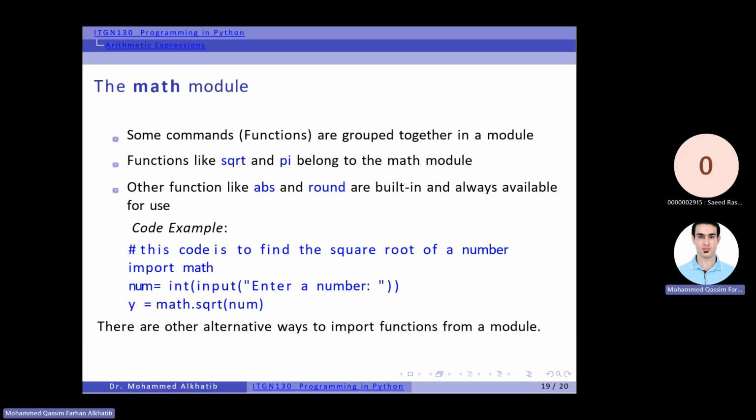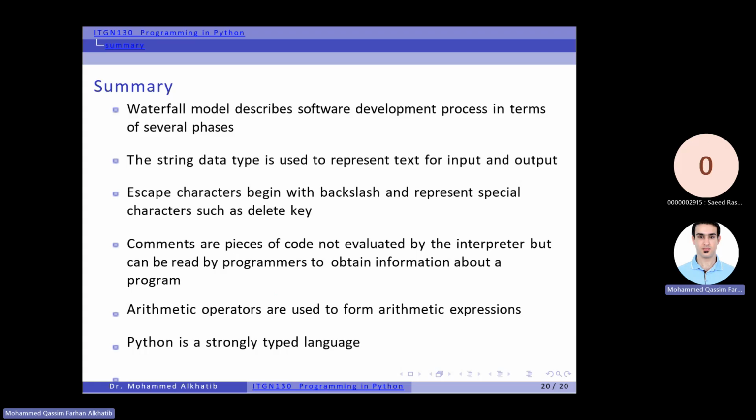So we have the math library here. The math module is a pre-built library in Python that you can call. Some commands or functions are grouped together in a module, functions like sqrt for square root and pi. There are others, like the absolute value or rounding to round a decimal value. And this is an example of finding the square root of a number you get from the user. So never forget this line: import math.